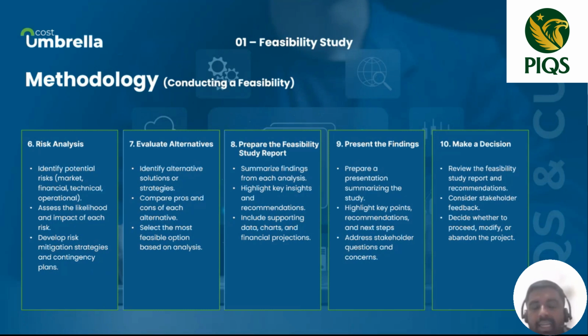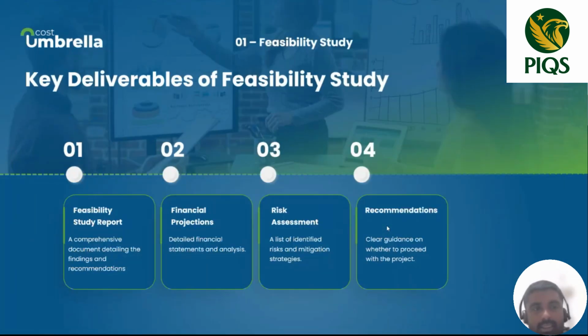Hope you got clear with the methodology, right? Shall we go to the next slide, please? Then, obviously, this is the outcome of the 8, 9, 10 steps. You will have a feasibility report, right?